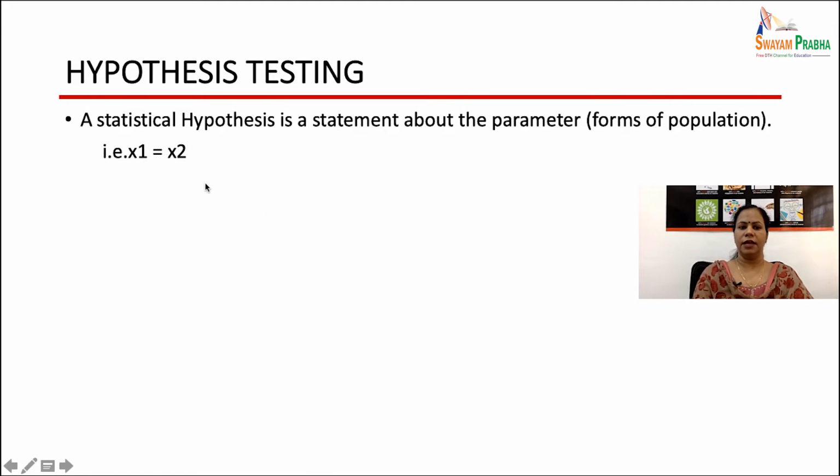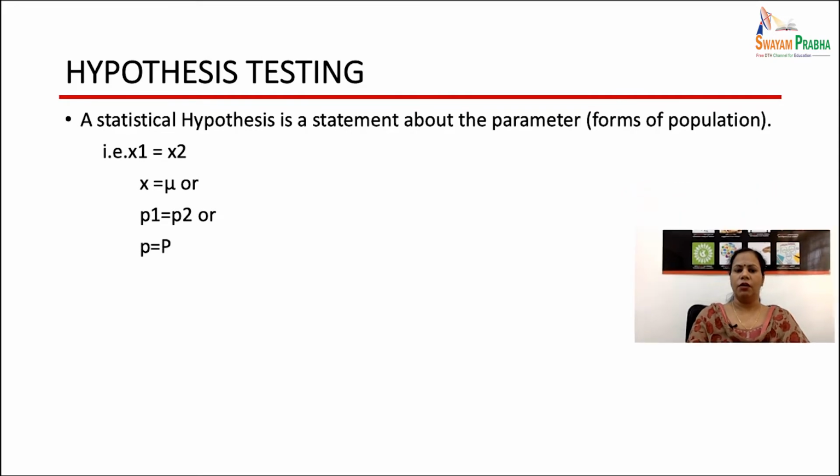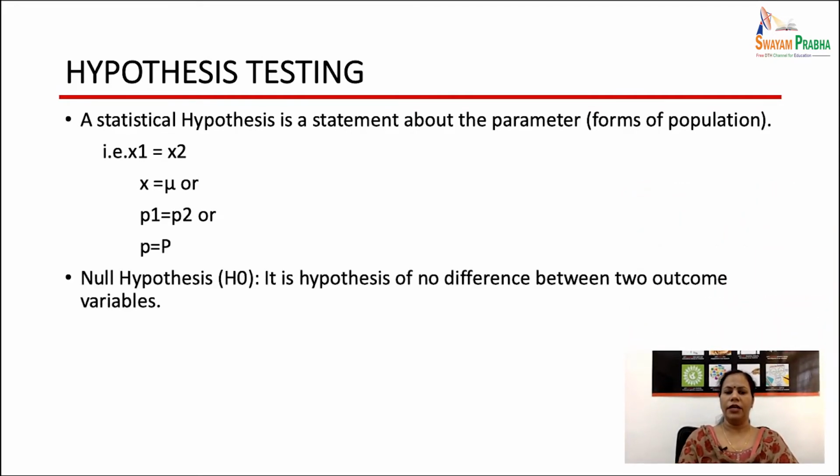Mostly the statistical hypothesis, we may say that the value from one sample is equal to the second sample, or there will not be any difference, or we may say that population parameter 1 will also be equal to parameter 2. And the null hypothesis is that there is no difference between two outcome variables.